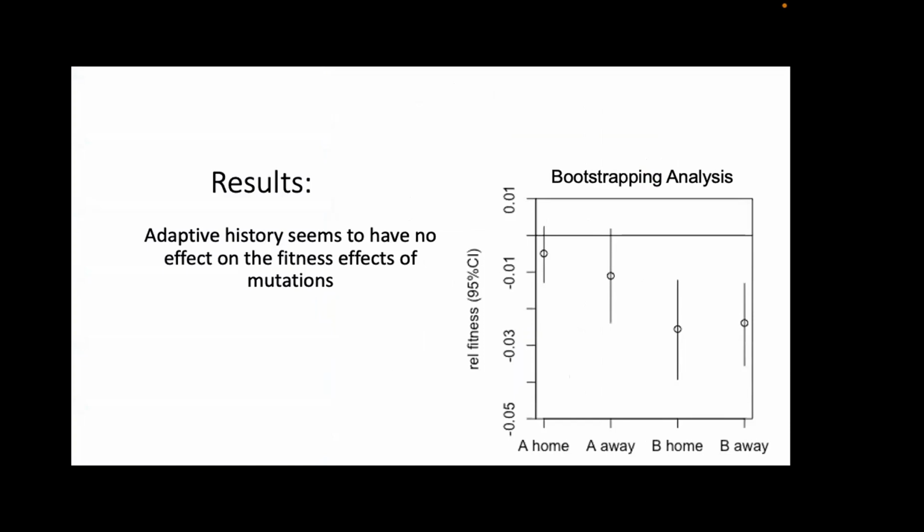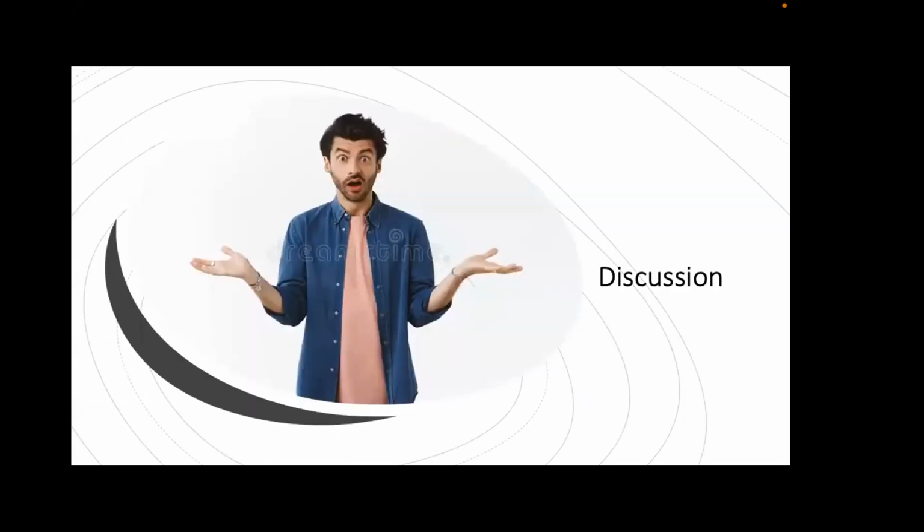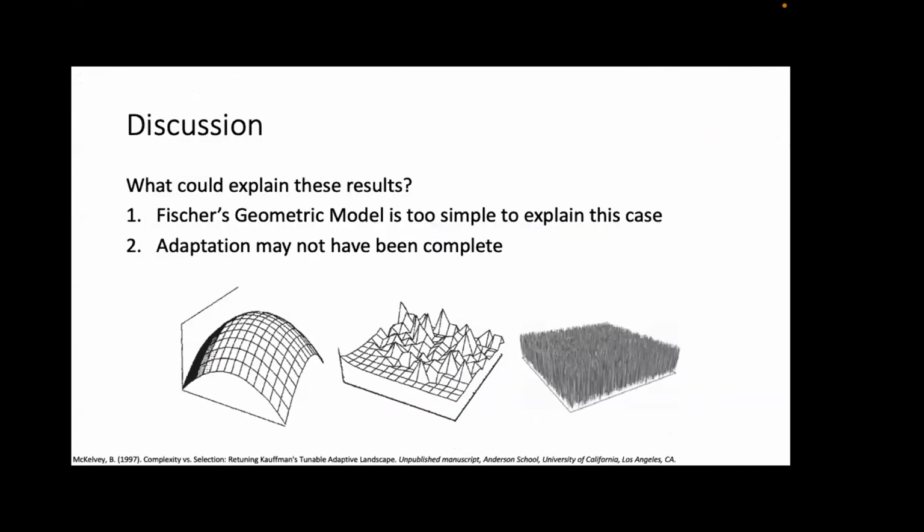Well, actually, after further analysis, we found that adaptive history does not seem to have an effect on the fitness effects of mutation. Really what we found is that mutations seem to generally be a little bit worse in environment B, and that it doesn't really matter whether you've adapted to environment A or not, right? And vice versa for environment B. So, well, now what? What does this all mean? Well, this could mean a couple of things.